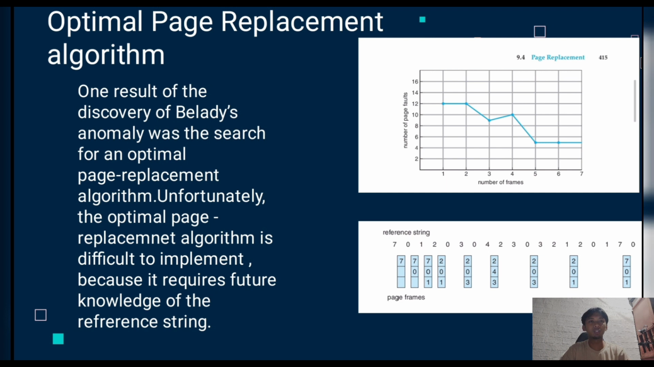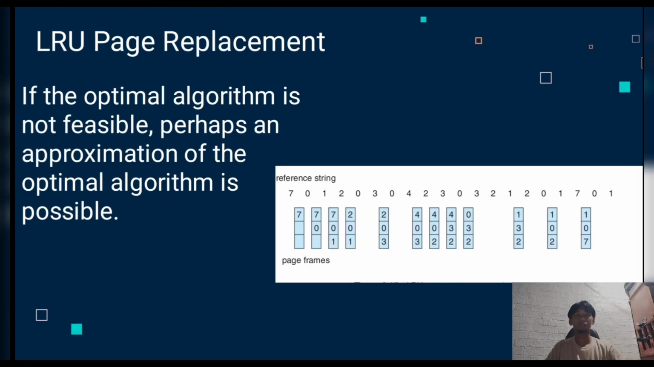If we ignore the first 3, which all algorithms must suffer, then the optimal replacement is twice as good as FIFO replacement. In fact, no replacement algorithm can process this reference string in 3 frames with fewer than 9 faults. So next is the LRU page replacement.